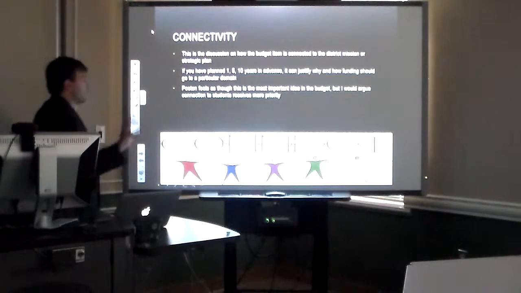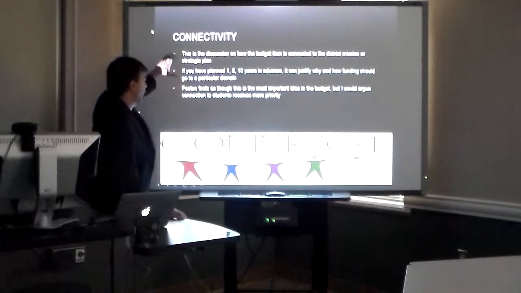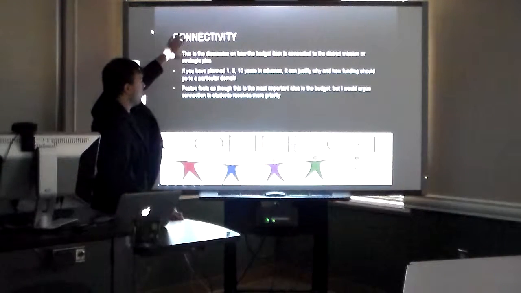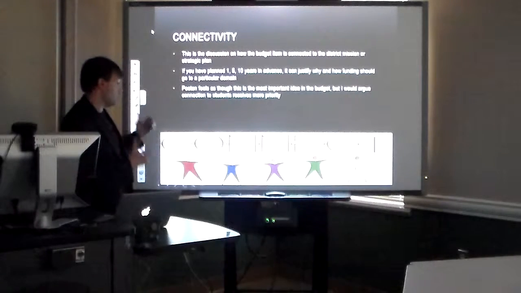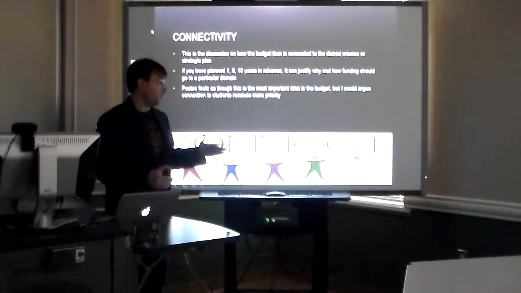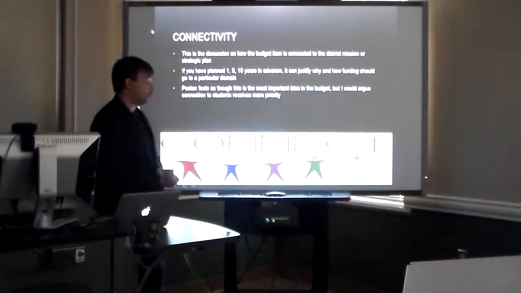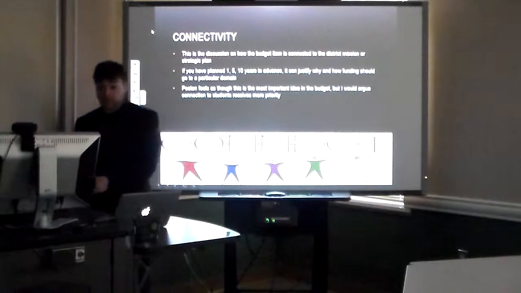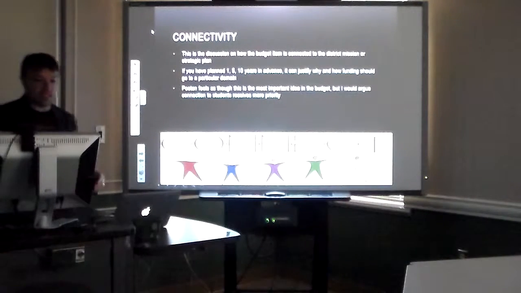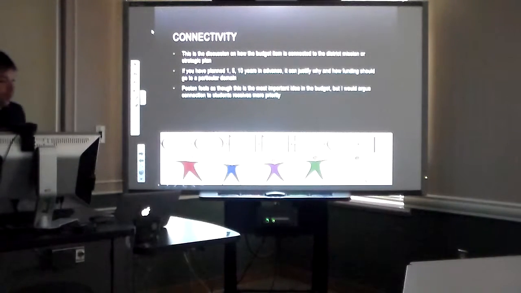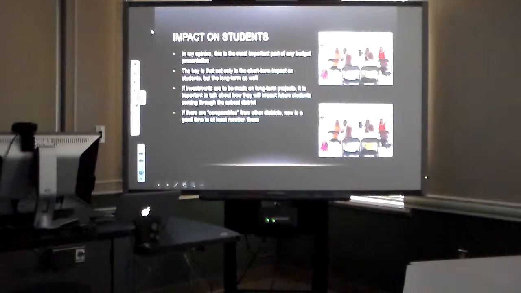I have stressed this notion of strategic plan. You need to say basically how the budget is connected to the district mission or strategic plan, 1, 5, 10 years in advance. Why and how funding should go to a particular domain is important. This is arguably the most important item in the budget, but I would say connection to students receives more priority in how we're going to actually impact the budget to students.